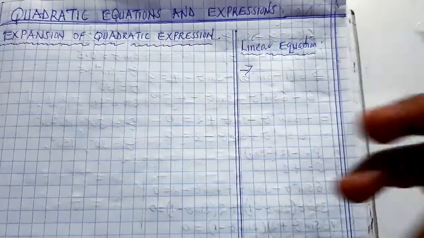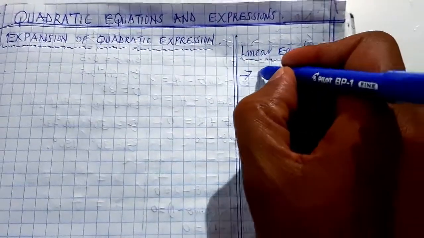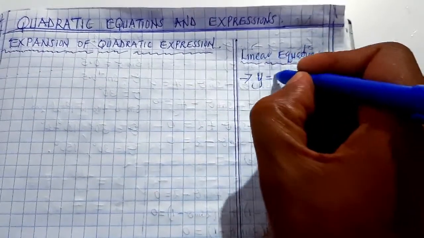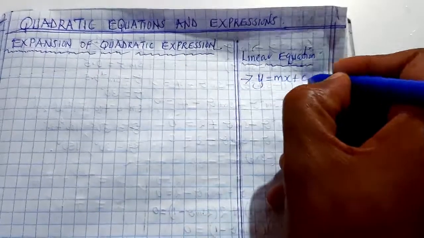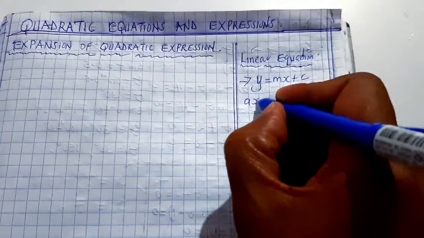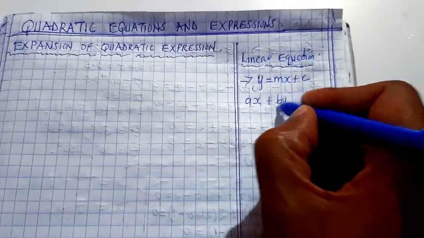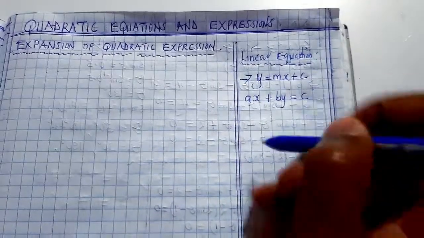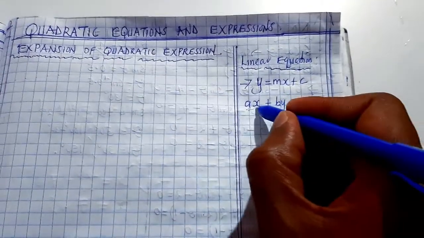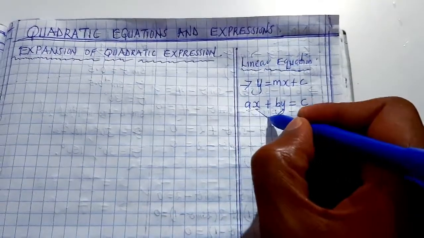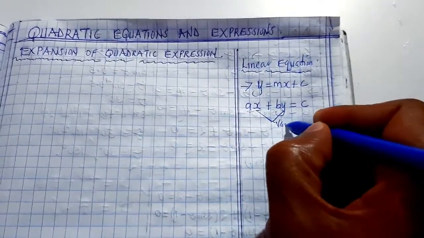In other words, when you plot the graph of a linear equation, it is of the form y equals mx plus c, and it can also be written as ax plus by equals c. In this case, a, b, and c are constants. Then x and y are variables.